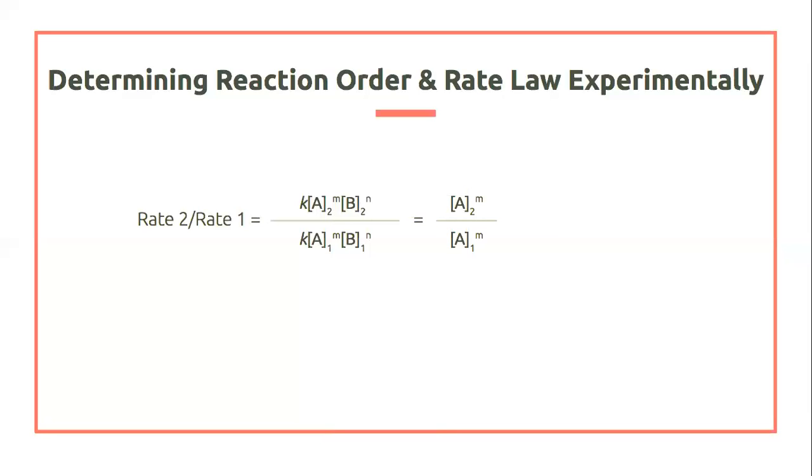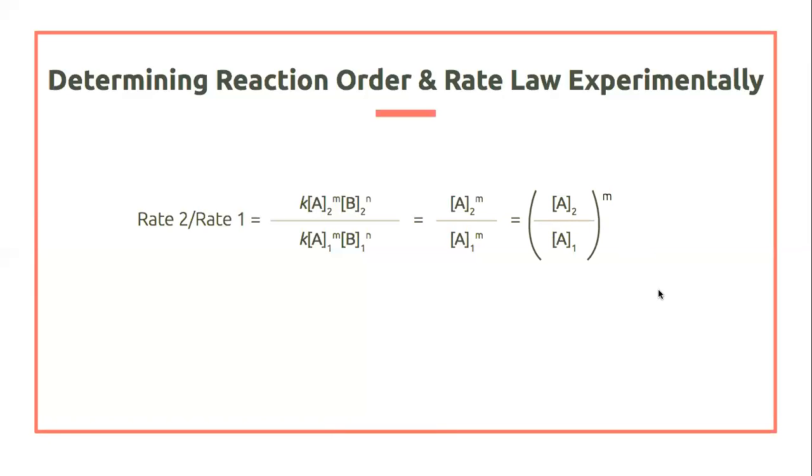So we've got the rate 2 divided by rate 1 is equal to the concentration of A in reaction 2 to the m power divided by the concentration of A in reaction 1 to the m power. We also cancel out our k's because k is constant, so it's going to be the same. A number divided by itself is always 1. Let's keep on forging ahead.